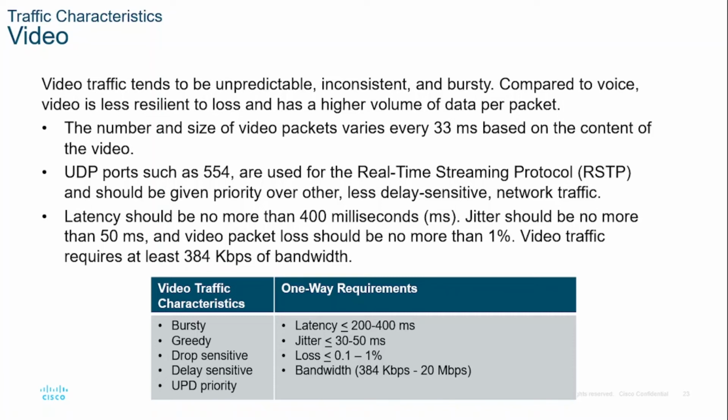The video traffic characteristics are bursty, greedy, drop sensitive, delay sensitive, and UDP priority. For one-way requirements, latency should be less than 20 to 400 milliseconds, jitter should be less than 30 to 50 milliseconds, and loss should be less than 0.1 to 1%. Bandwidth should be at least 384 kbps to 20 Mbps. That is for the video.